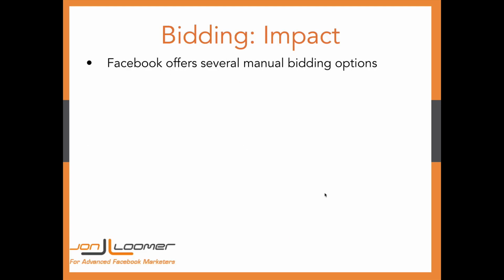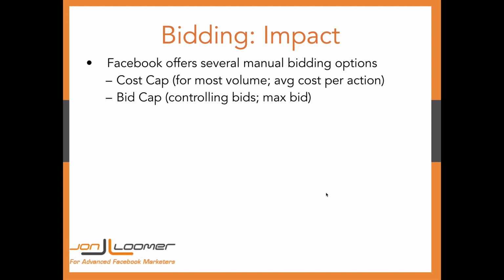With bidding, Facebook offers several manual bidding options. So cost cap, which Facebook describes as being best for generating the most volume and the best average cost per action. Bid cap, which allows you to control your bids and set a max bid. And then target cost, which is typically best, Facebook says, for consistent costs and average cost per action. So if you plan on scaling and increasing your budget, target cost may be the best option for your manual bidding.